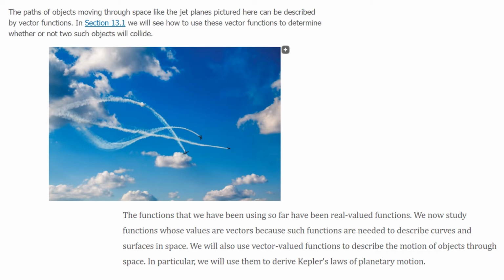The functions that we've been using so far have been real valued functions. We now study functions whose values are vectors, because such functions are needed to describe curves and surfaces in space. We'll also use vector valued functions to describe the motion of objects through space. In particular, we will use them to derive Kepler's laws of planetary motion later.